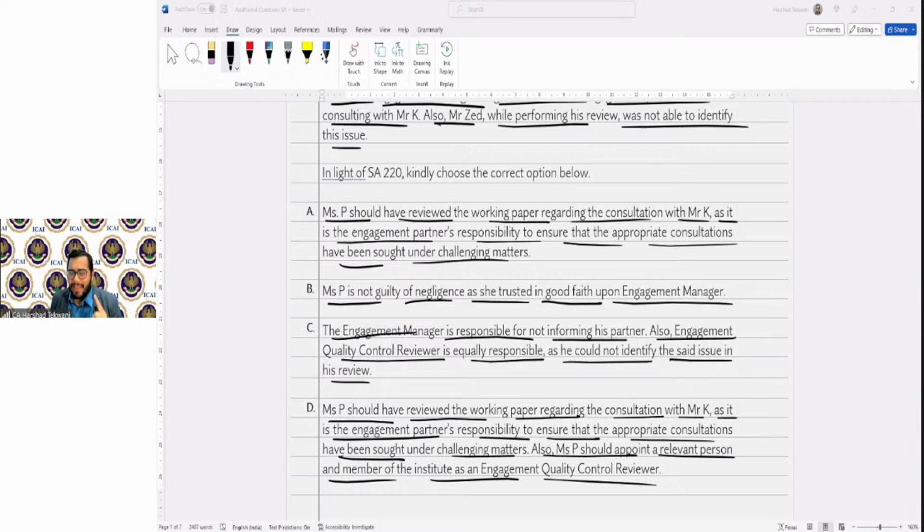If you read the plain standard, if you see the objective, it says that the auditor is required to implement quality control procedures at the engagement level that provide the auditor with reasonable assurance that the audit complies with professional standards, regulatory and legal requirements, and that the audit report issued is appropriate in the circumstances. It means they should have complied with the policies and procedures of quality control.